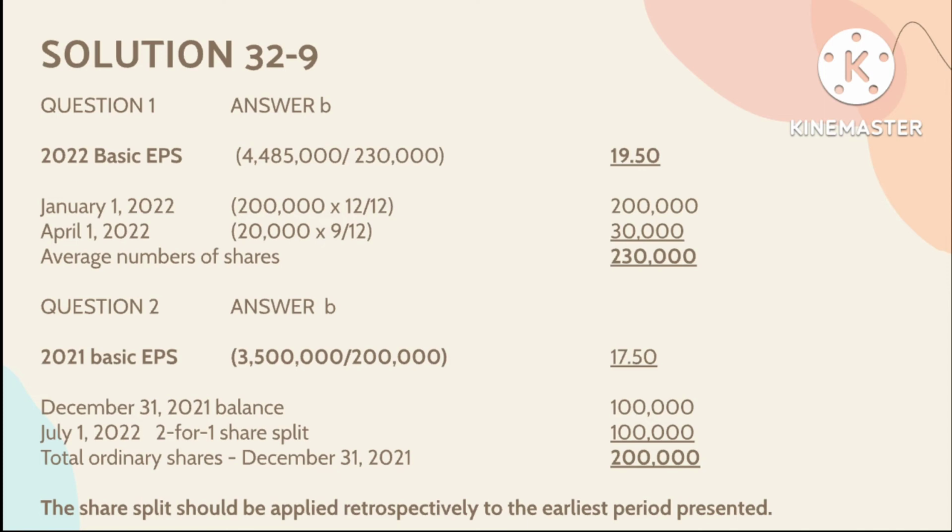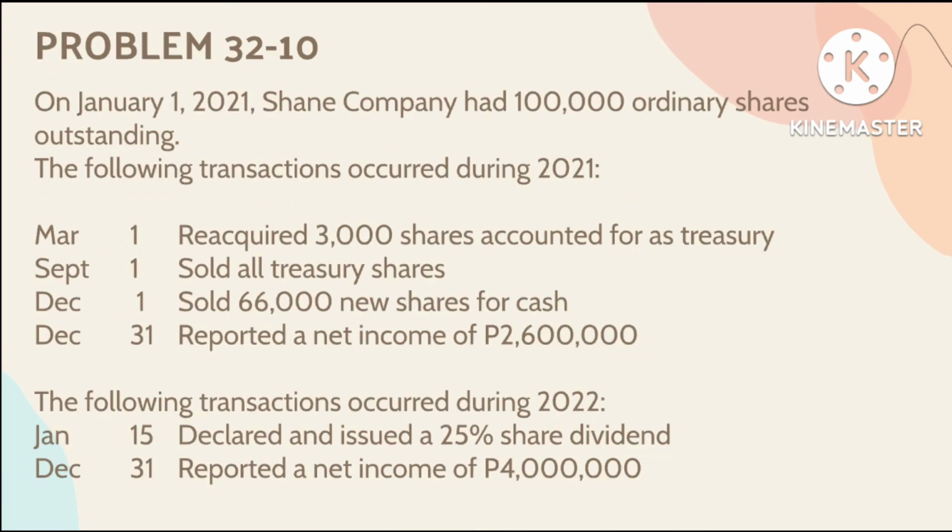The 2021 basic earnings per share is equal to net income of 3,500,000 divided by 200,000 total ordinary shares from December 31, 2021. The 200,000 came from the December 31, 2021 balance of 100,000 and the July 1, 2022 2-for-1 share split of 100,000, totaling 200,000. So 3,500,000 divided by 200,000 is equal to 17.50. Note that the share split should be applied retrospectively and to the earliest period presented.